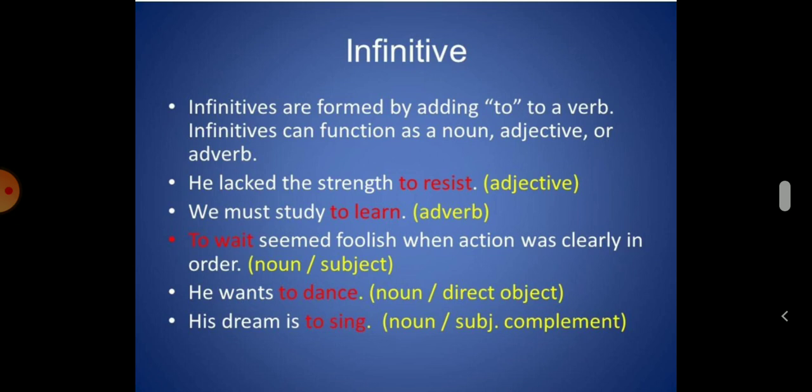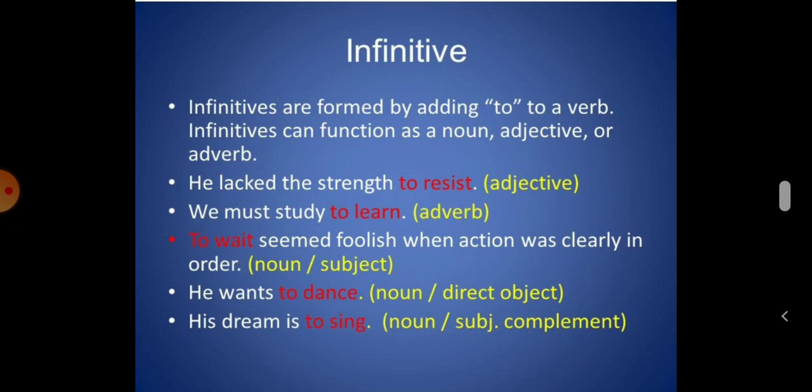His dream is to sing. Another example we can take: he liked to show his power. So here the verbs are different. You see the example, he wants to dance. In this sentence, he is the subject, wants is the verb, and to dance is the infinitive. What does he want? He wants to dance, meaning he wants to show his dance.